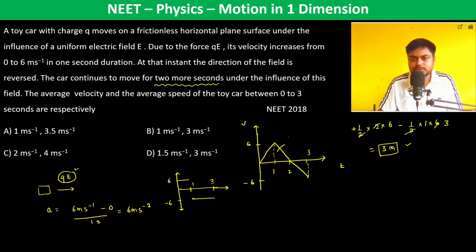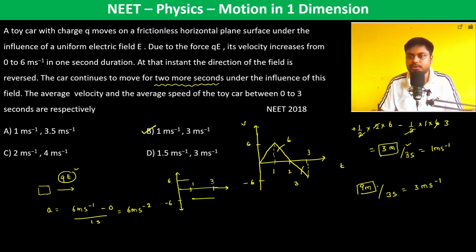Now this area was 6, this area was 3, so therefore total distance is 9 meters. Time taken is 3 seconds, so therefore the average velocity is 1 meter per second, whereas the distance is 9 meters, so therefore the average speed is 3 meters per second. So therefore B is going to be the answer.